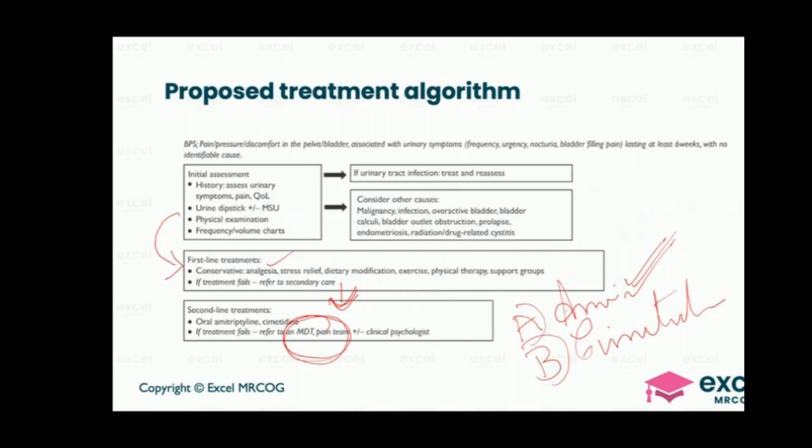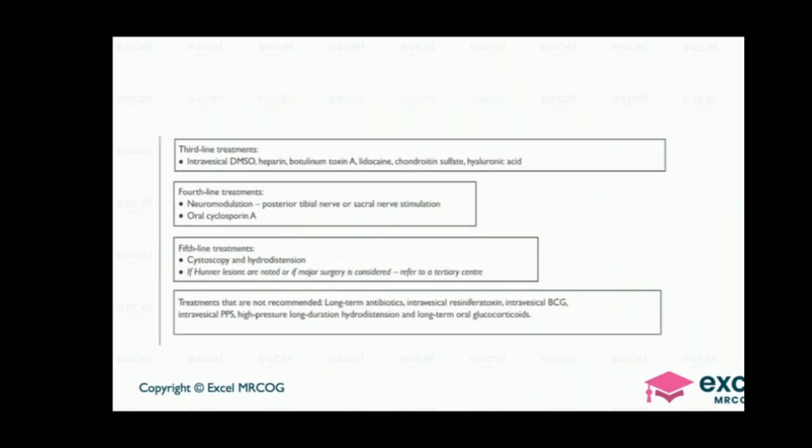So here, next. Third line treatment after MDT is intravesical DMSO, heparin, botulinum, lidocaine, and chondroitin sulfate, hyaluronic acid. Fourth line is neuromodulation, oral cyclosporin, etc. Fifth line is cystoscopy and hydrodistension. Okay. And then the rest of the treatments which are not recommended are mentioned.